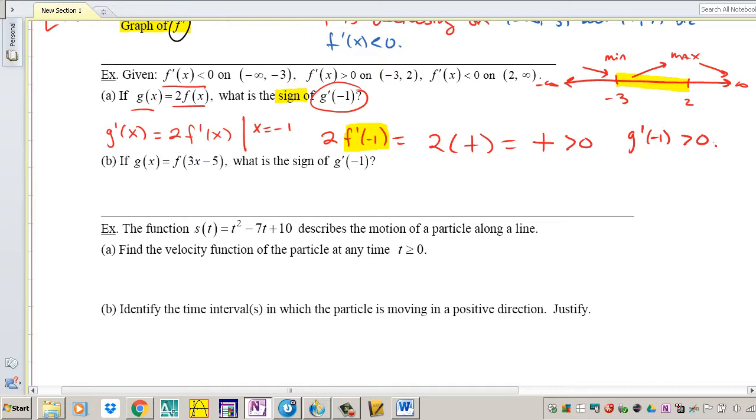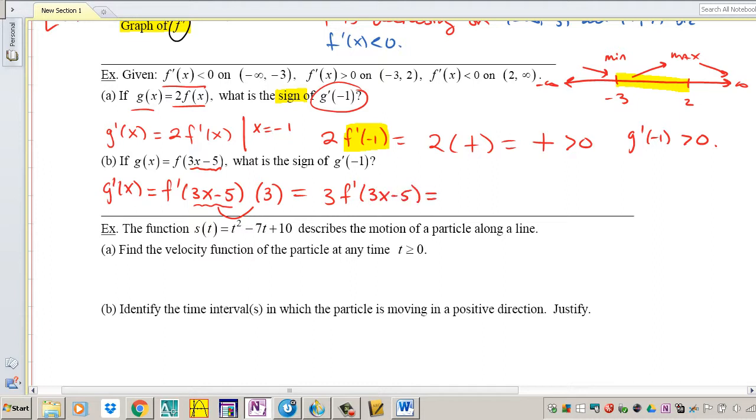Letter B. Now we have g defined as something else. Okay, well, the same thing. Take the derivative of g. g prime is equal to, okay, now this is not as simple as just putting a prime on there. You do put a prime on there, but now that you have something on the inside, you've got to multiply by whatever that inside derivative is, so that my g prime of x is really 3 times f prime of 3x minus 5.